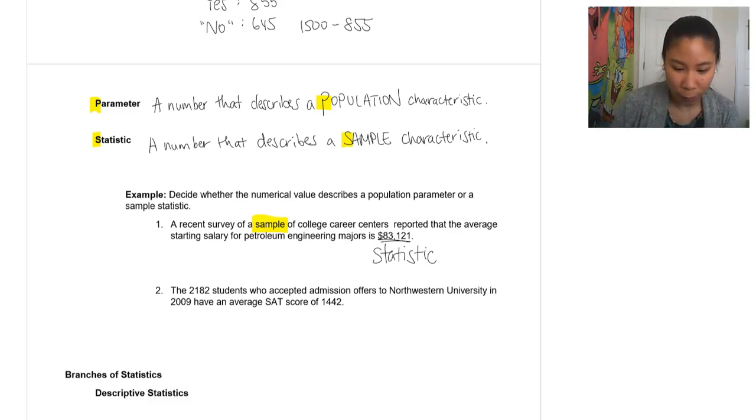So if we look at the 1442, does this number come from a population or a sample? They said the 2,182 students who accepted admission offers to Northwestern University in 2009. They didn't say anything like this is just a part of the people who got accepted in 2009. So it's safe to say this is from the whole population. Everyone who got accepted to Northwestern University in 2009, this is the average SAT score that they had. So that's how we're going to read whether this is a population or a sample.